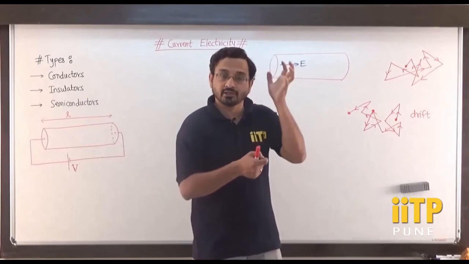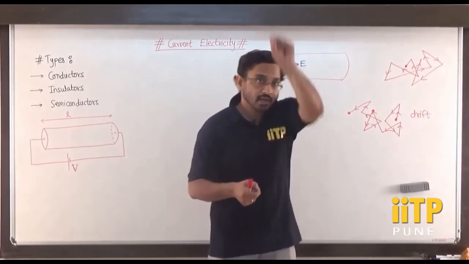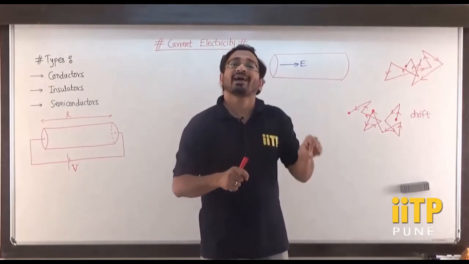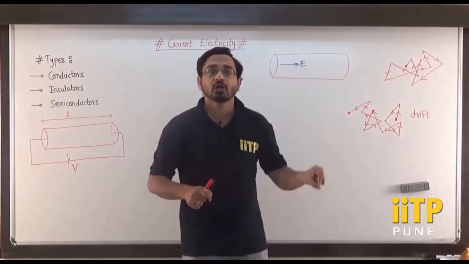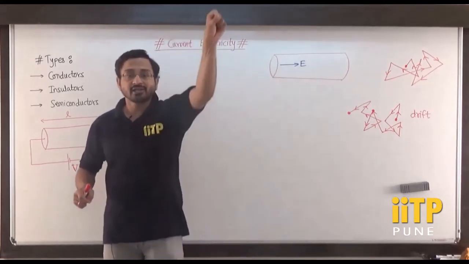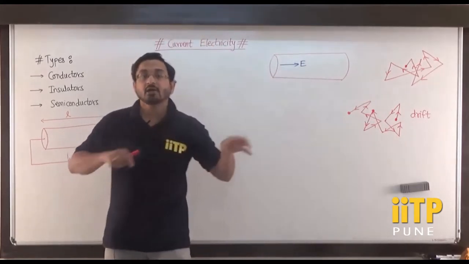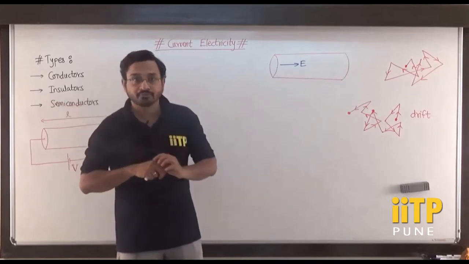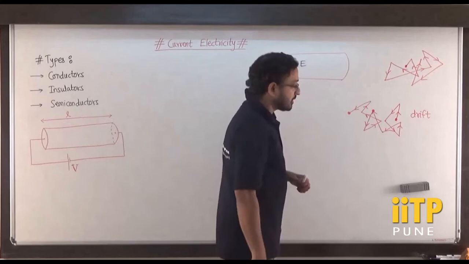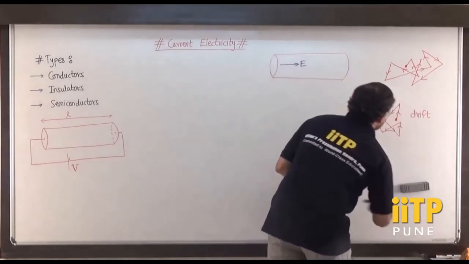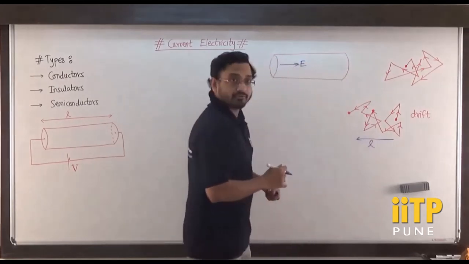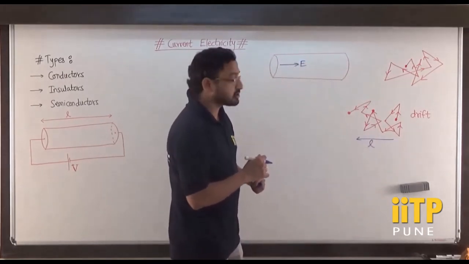This motion is directed motion, but it also has a thermal random motion. So you could imagine it in this way: there is a thermal random motion, and on that thermal random motion there is a directed motion superimposed. So the motion of the electron is happening in this manner. You can see that these electrons are drifting in that direction.